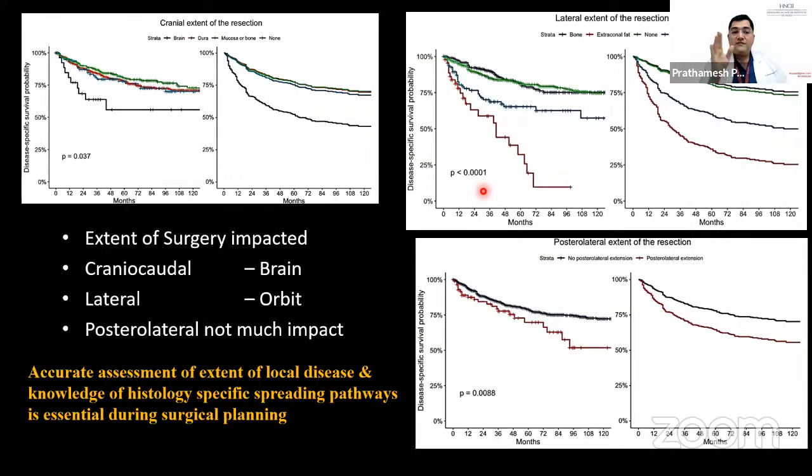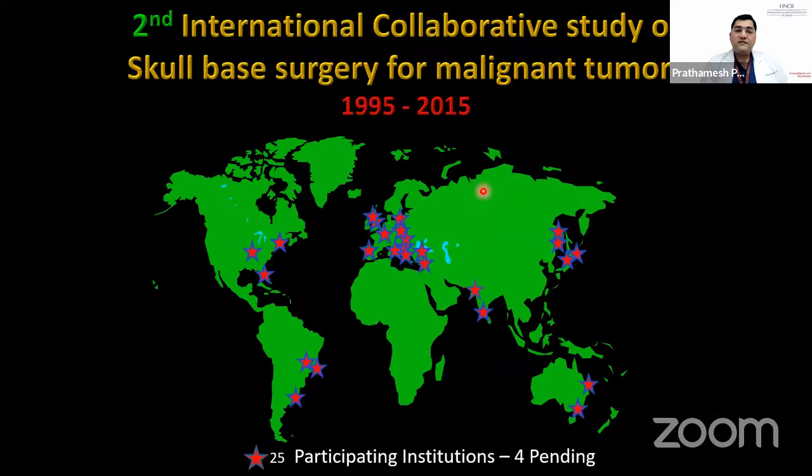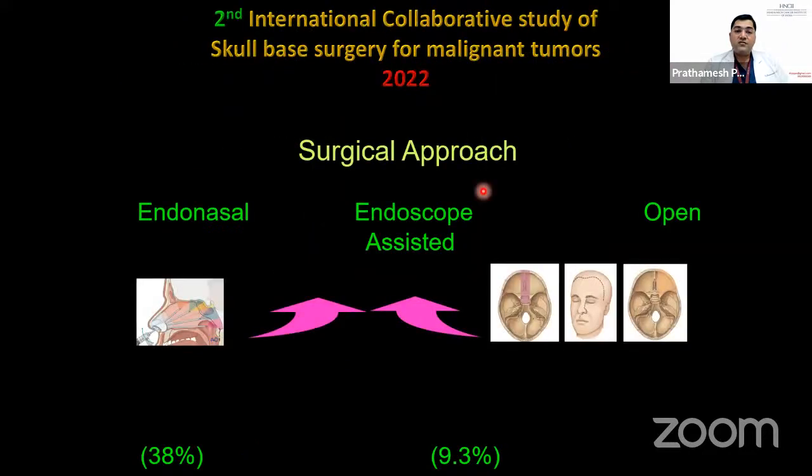Again, extent of the spread. If it is involving the brain or the orbit, the survival is poor. If it is involving postlateral, but the orbit and brain are free, it is not seemingly affecting the outcomes. This is also reflected in the international collaborative study group, wherein more than 2,800 patients have been accrued, and now this paper has been published in the Head and Neck recently in April.